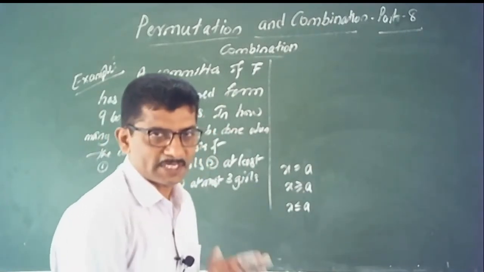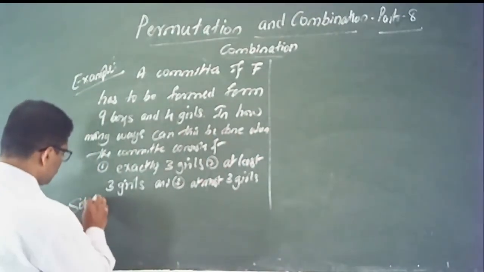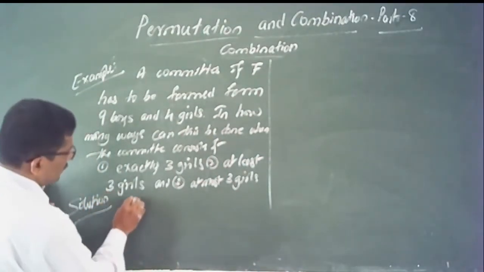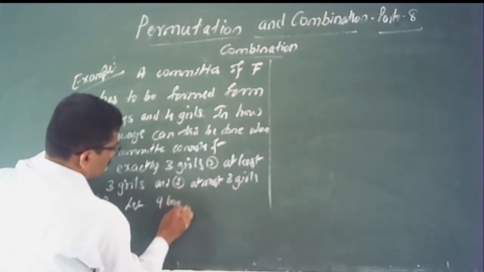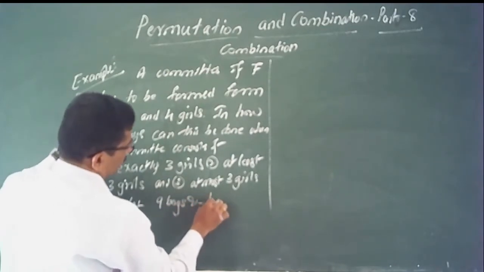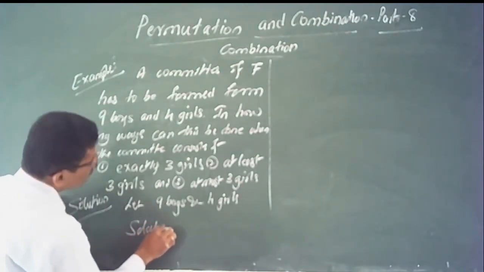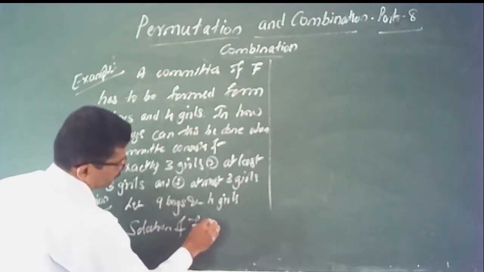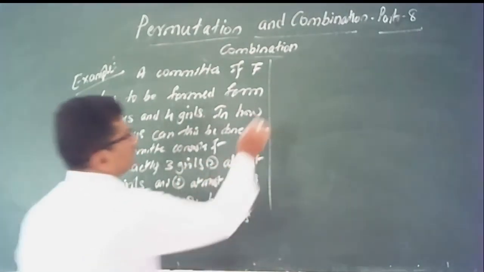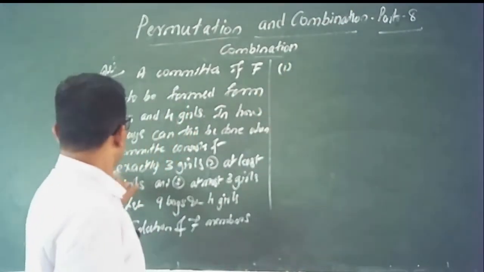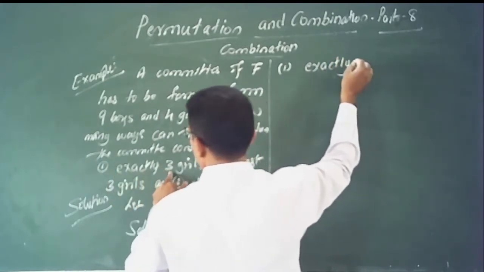Here the number of selections, its value is equal to. Solution. Here given that 9 boys and 4 girls. This one is the given. The selection of 7 members. The conditions. The first one is exactly 3 girls.